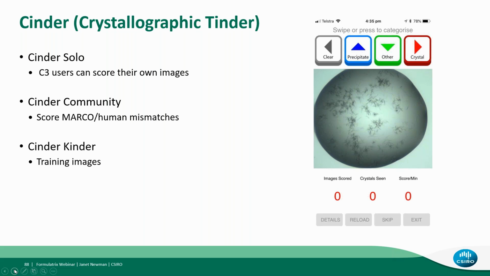There are three different sections for Cinder. There's Cinder Solo, and that allows C3 users to look at their own images, and so that's not relevant unless you're a user of C3, which is our lab here.